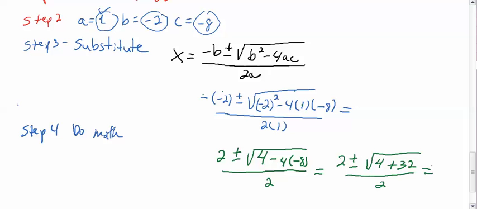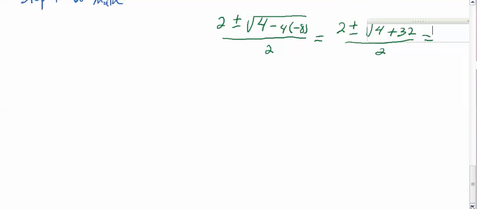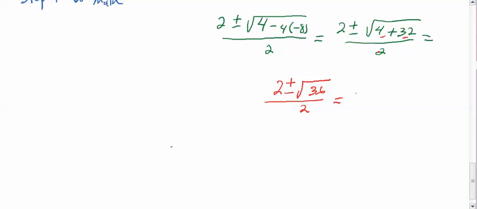Okay, we'll keep going. Now we're going to take this and simplify it. So now we have our 2, we're keeping that, plus or minus, and now I have 4 plus 32 is 36 all over 2. Keep the 2, plus or minus, what's the square root of 36? It's 6, all over 2.